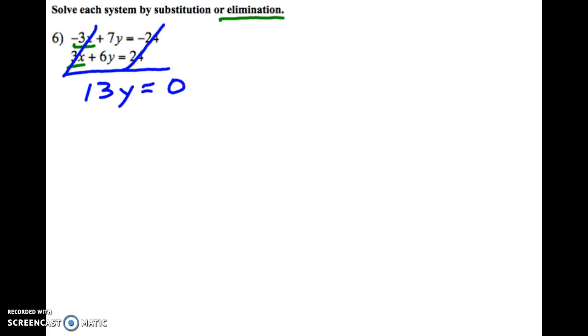Now, do not panic, we're okay here. If we finish this problem, we're going to divide by the 13. And we should see that y is going to equal 0. At this point, we go back to the 2 original equations and we pick one of them and substitute the 0 in for the y. It makes absolutely no difference which one we do. So I'm going to pick the bottom equation and work with the positive numbers.